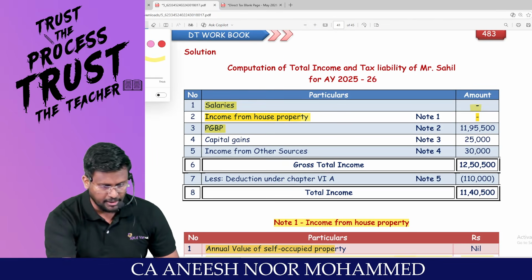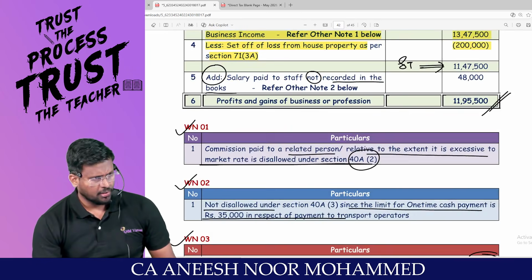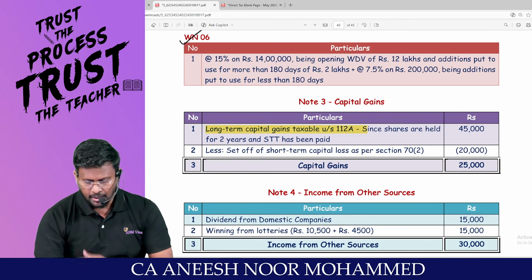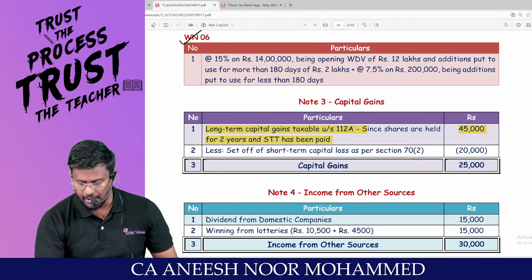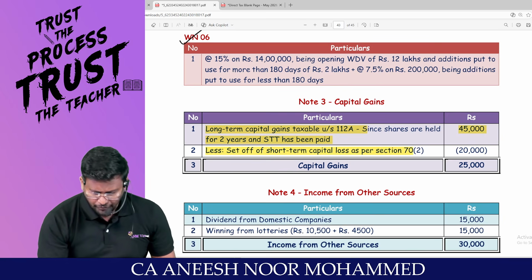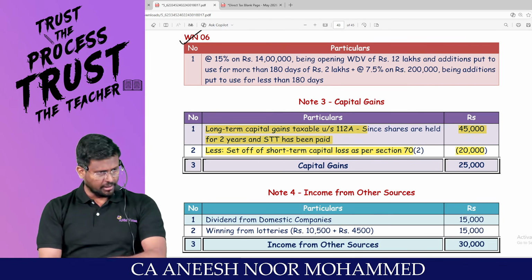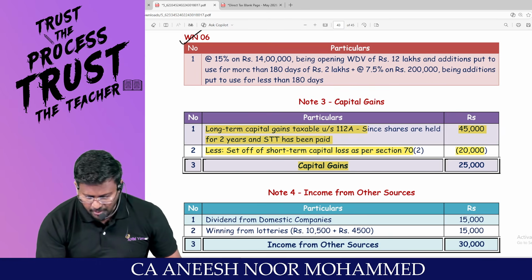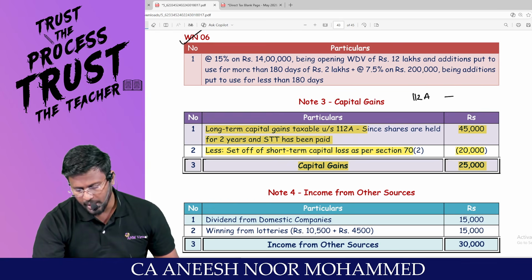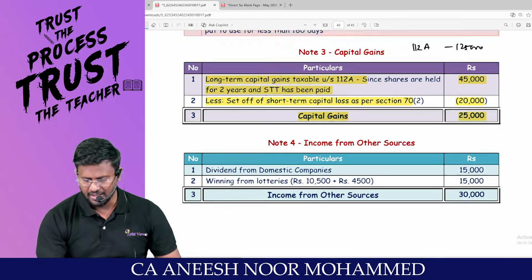11,95,500 is the PGBP. Can I come to the capital gain? We are having short-term capital gain and short-term capital loss, long-term capital gain and short-term capital loss. Long-term capital gain is taxable under 112A, since the shares are held for 2 years and STT has been paid. 45,000 will be taxable under 112A, and set off of short-term capital loss 20,000, because short-term capital loss can be set off either against short-term capital gain or against long-term capital gain. So the taxable capital gain will be 25,000. No need to pay any tax because under 112A up to 1,25,000 is exempted. Only 25,000 is there. When you are calculating tax payable, leave it. That's it, capital gain done.